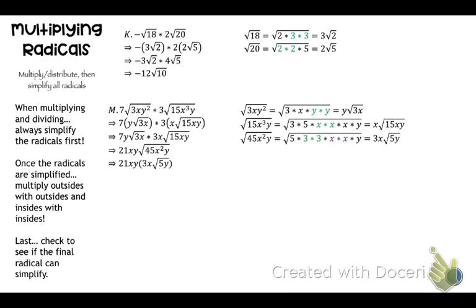Multiply those together. So 21 times 3 is 63. x times x is x squared, and then we have the y. And the square root of 5y stays.